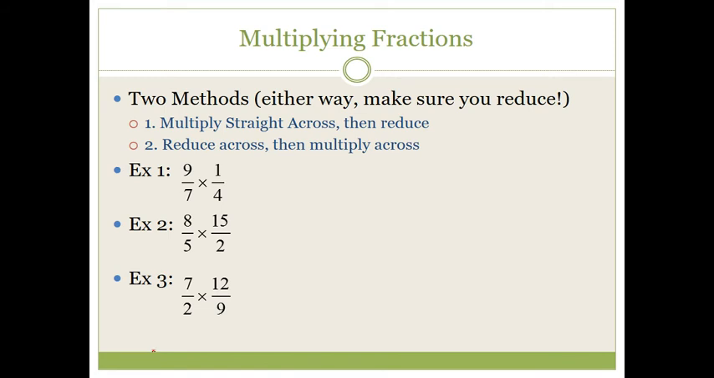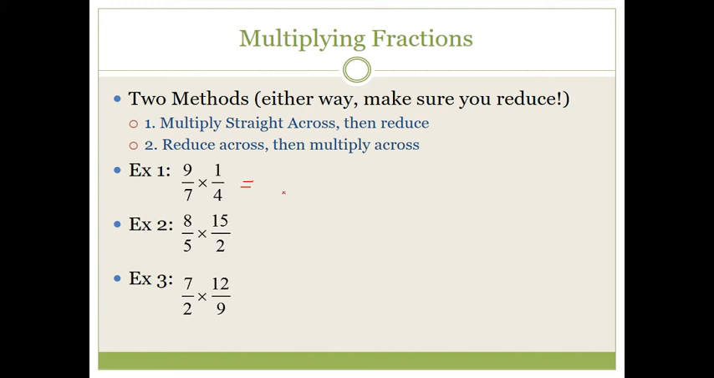Let's do an example then with multiplying. So in this case, I've listed two methods. One is you can multiply straight across, then reduce. You also have the option of reducing first and then multiplying. So in this top example, there's nothing that I can reduce between the fractions. They're already reduced. 4 won't go into 9, and 7 doesn't go into 1, so there's no cross canceling I can do. So I just multiply straight across.